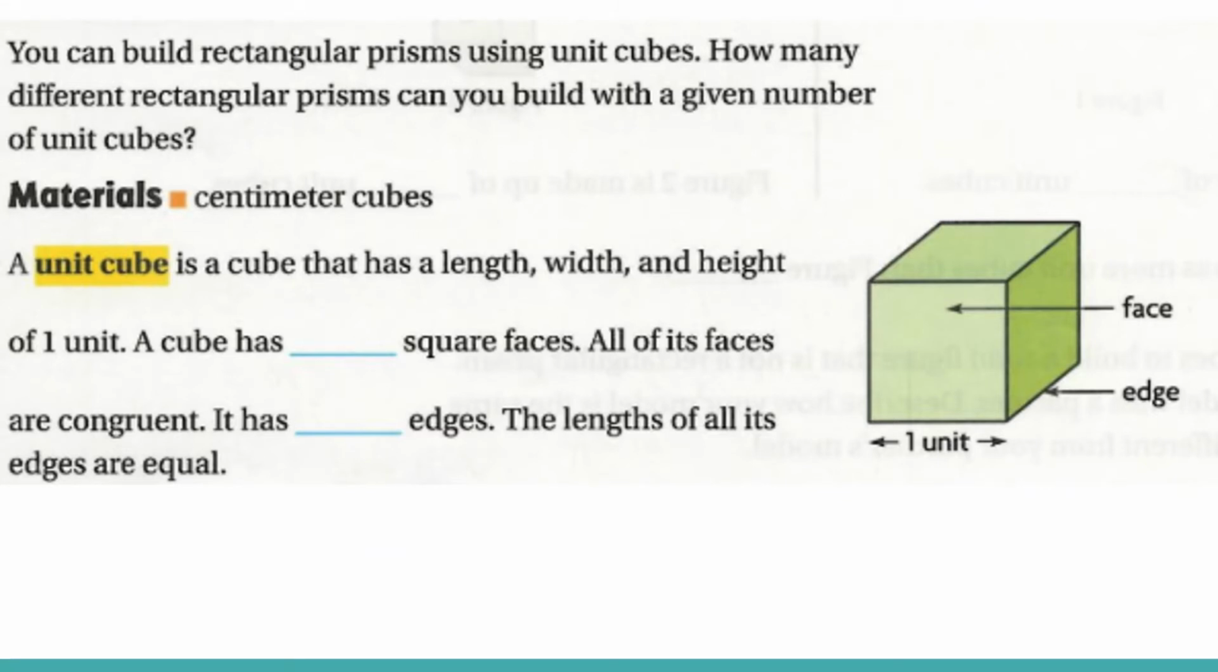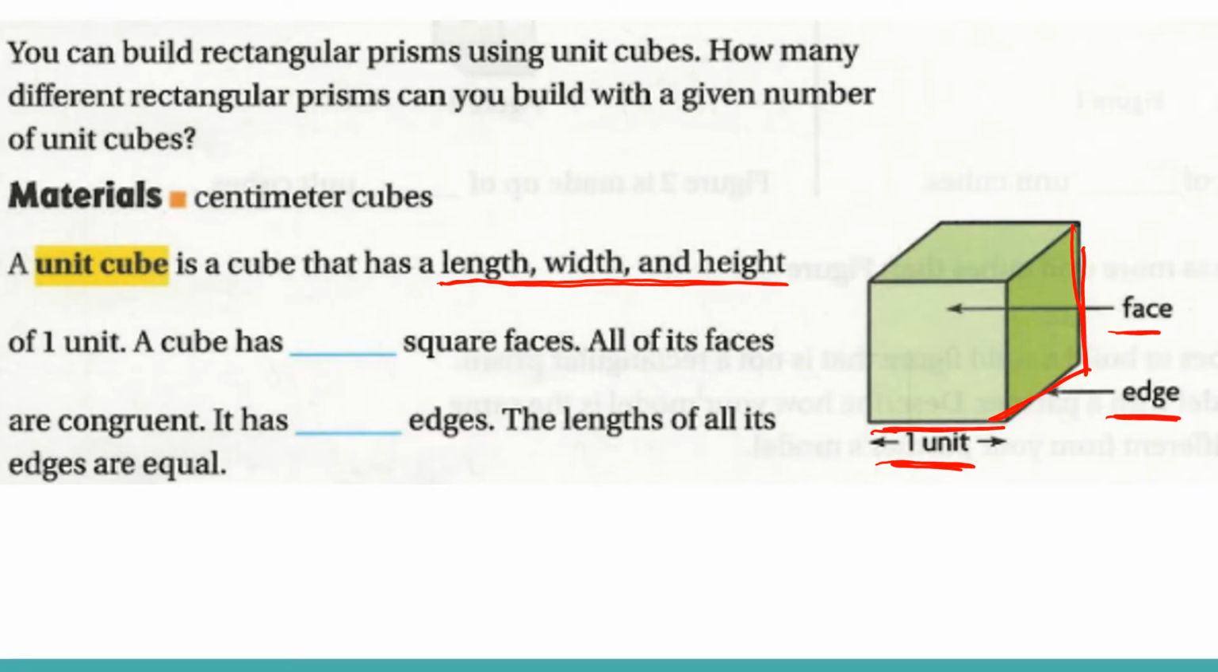So in your notes now, go ahead and get your pencil out. In your notes, you have this picture. You can build rectangular prisms using unit cubes. How many different rectangular prisms can you build with a given number of unit cubes? So a unit cube is a cube that has a length, width, and height, something we've talked about all year in question number 15. It's length times its width times its height.